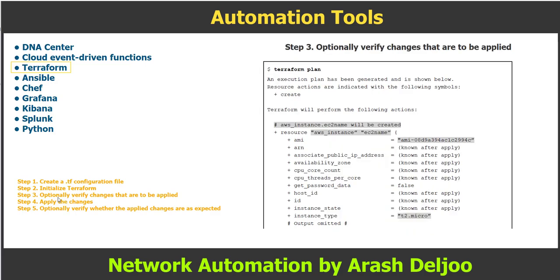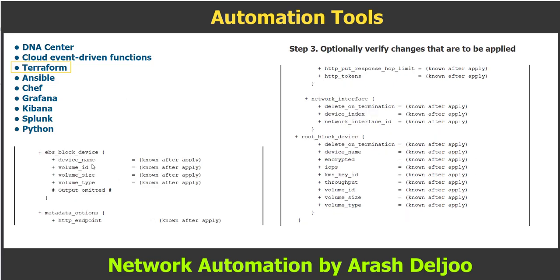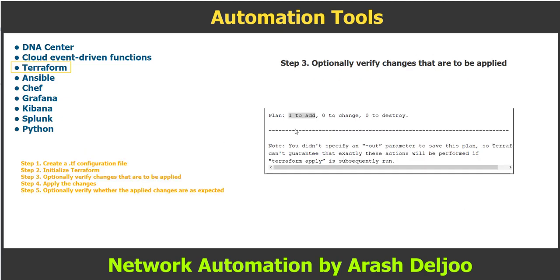Step 3, optionally verify changes that are to be applied. Here you can see that we have terraform plan, and as you can see, an AWS instance with this name will be created. Here you can see which resource we work on, and also some other information related to this resource. And then the next page of the terraform plan. Here you can see some information only for better understanding. You don't need to think about the detail. And after that, this page. Actually in step 3, we optionally verify changes that are to be applied.